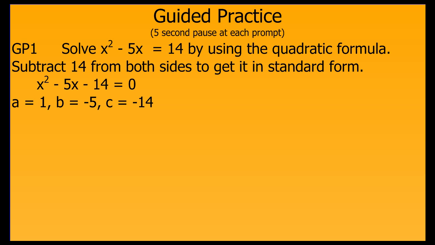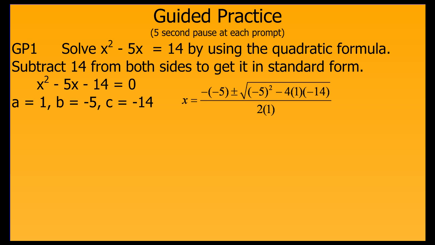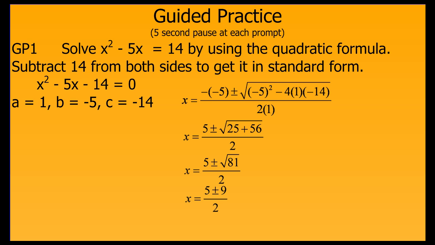What's next? Now we substitute those values into the quadratic formula. Now what? Now we begin simplifying. What's next? We continue simplifying underneath the radical. Now what? Now we take the square root of 81 to get plus or minus 9.